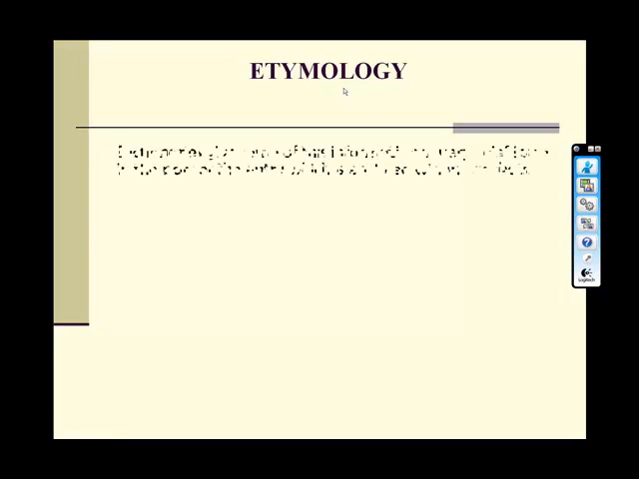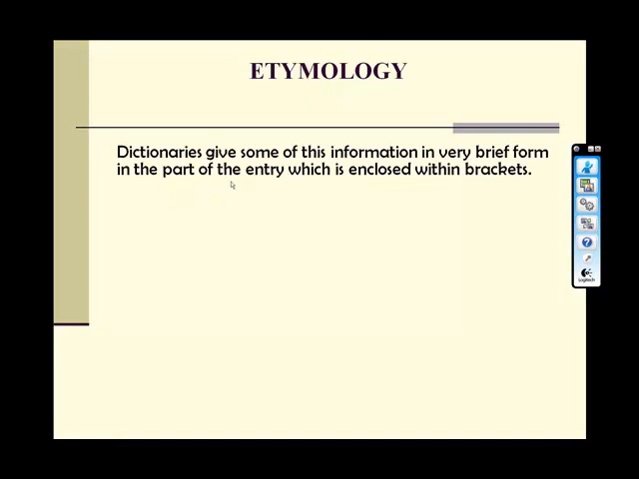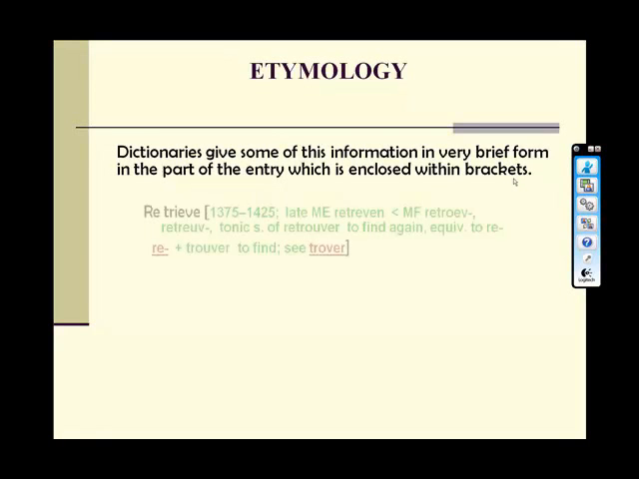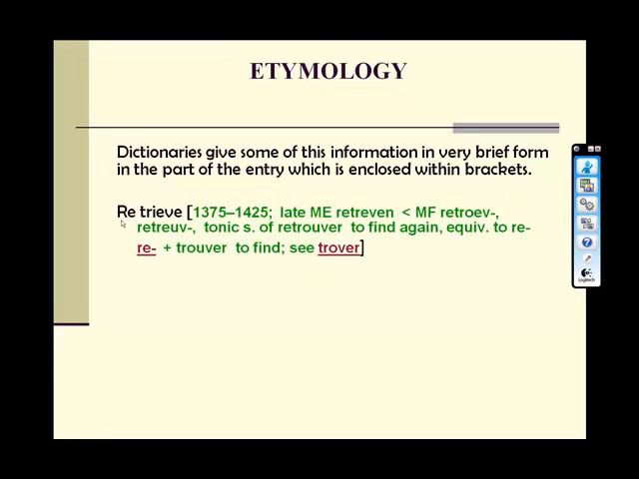You'll also find the etymology of a word in a dictionary. Dictionaries give some of this information in very brief form in the part of the entry which is enclosed within brackets. So let's go back to the word retrieve. Here's a bracket.